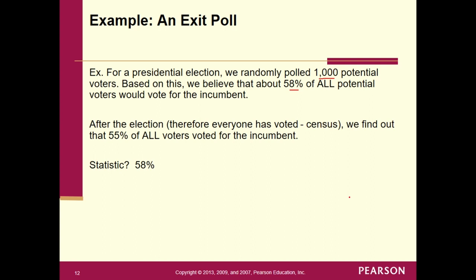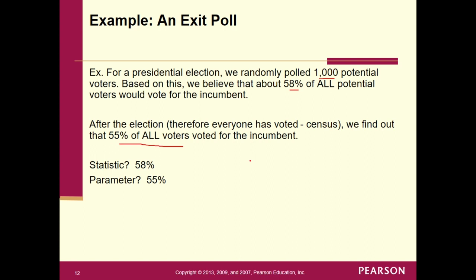Now, I told you that rarely do we actually measure the entire population, but for a presidential election, we actually know the results afterwards. We know everybody who voted. We can count the votes up, figure out the percentage of people that voted for a particular candidate. It's one of those rare times that we can actually calculate a parameter. So the parameter in this situation is the 55%. After the election, everyone has voted. We took a census. We found out that 55% of all voters voted for the incumbent. So that 55% would be the parameter.